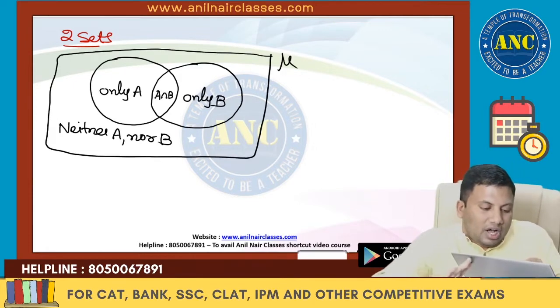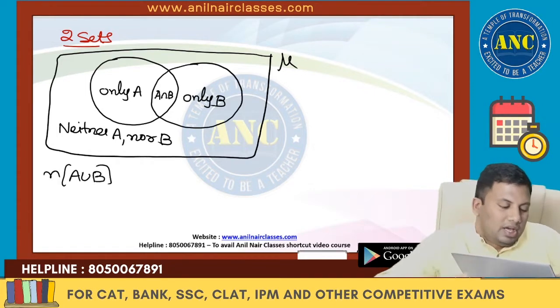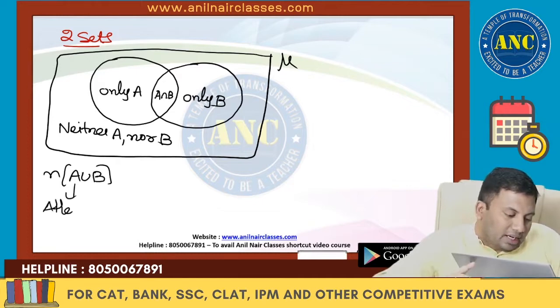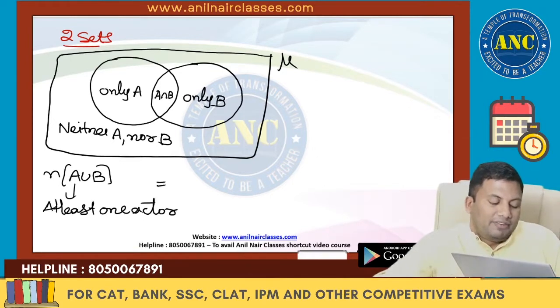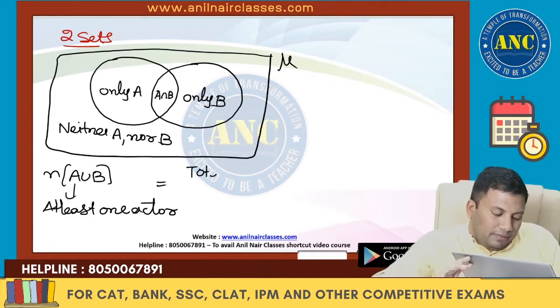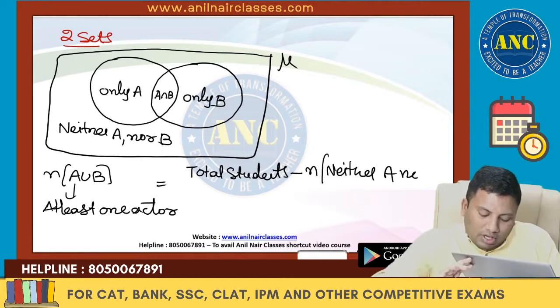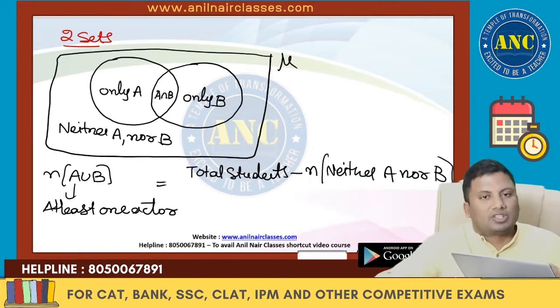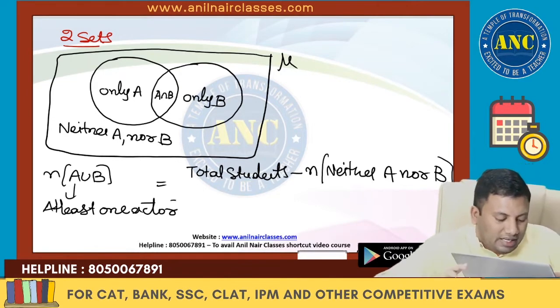Now this combination of regions is known as N of A union B, the number of students who like at least one actor. At least one actor is nothing but, framework 1, total students minus N of neither A nor B. That also gives you the number of students minus the number of students who do not like any actor, which gives the number of students who like at least one actor.